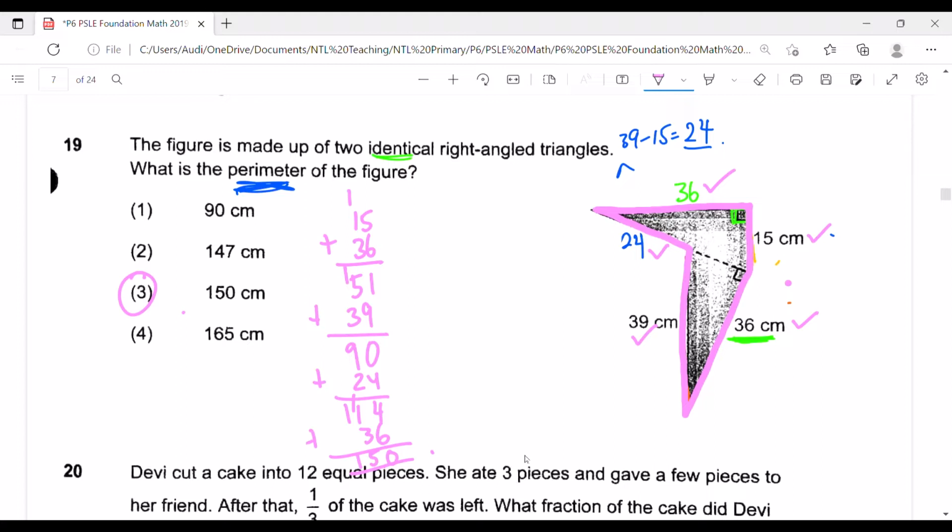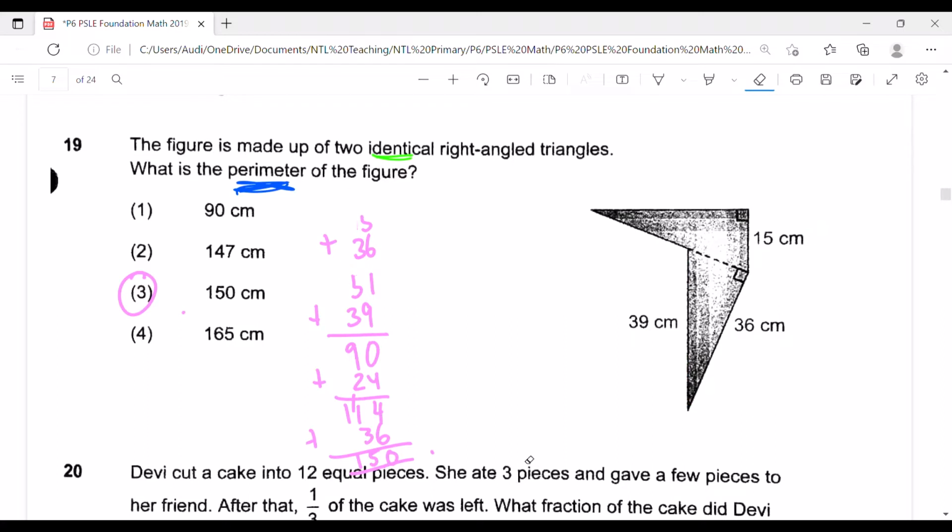Okay. So remember, when we are doing perimeter, we are trying to find the outline of the figure. Okay, I'm going to erase everything. Try this question again. Make sure you get the answer. Try it on your own.